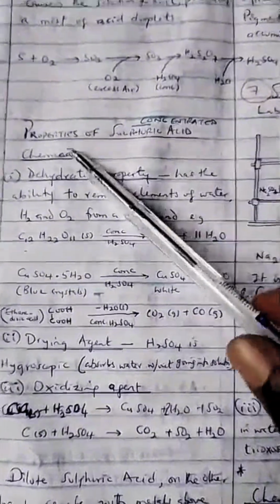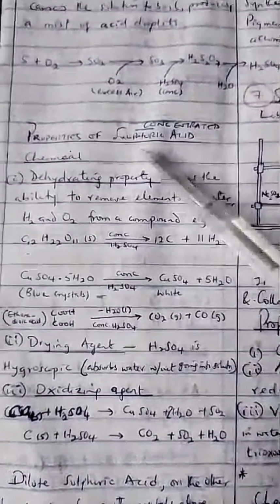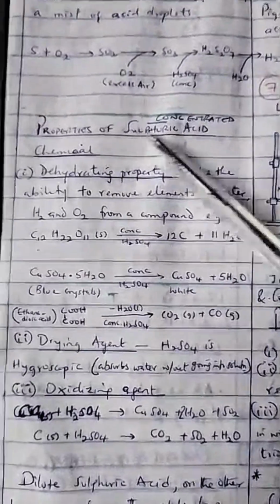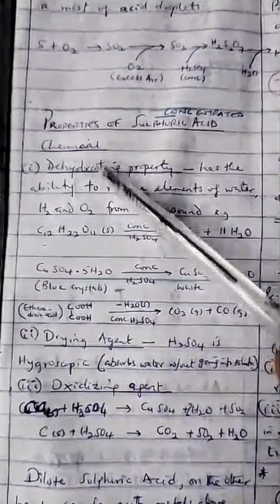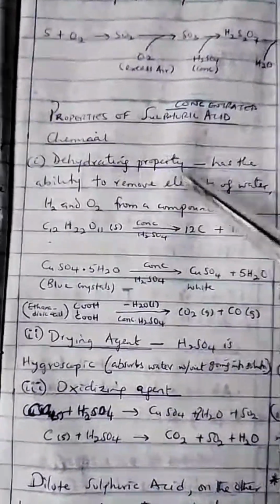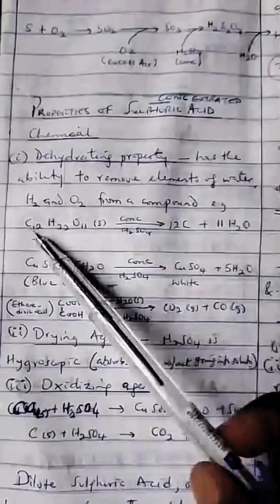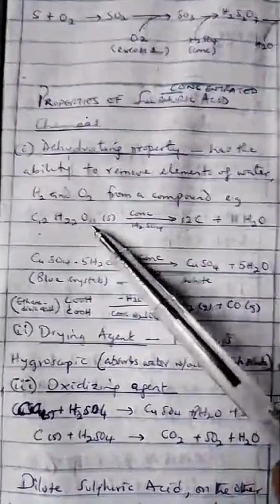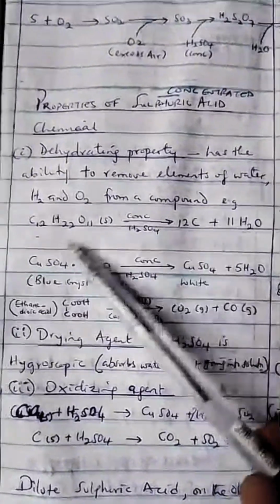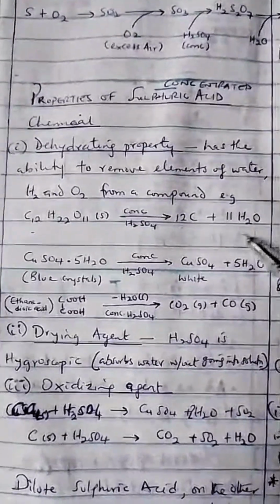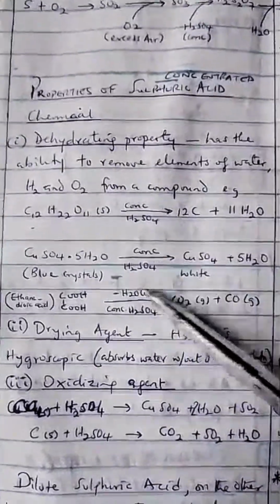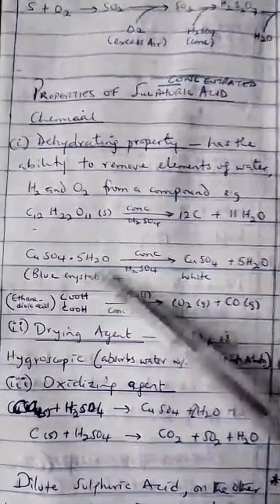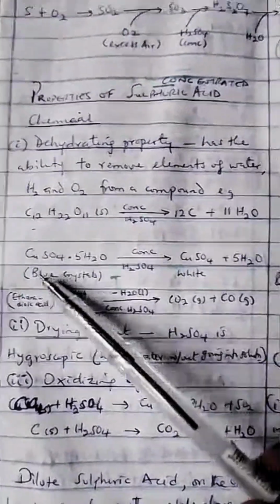So let's continue our properties of tetraoxosulfate 6 acid, popularly known as sulfuric acid. In its concentrated form, it has a dehydrating property. Look at how it dehydrates sugars. This is known as charring of sugar to give you carbon and water. It also dehydrates copper tetraoxosulfate 6, removing its water of crystallization, so it turns from blue to white.